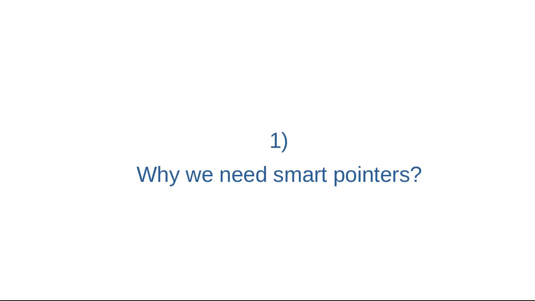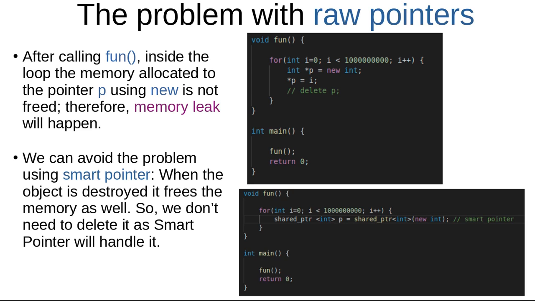Why we need smart pointers? This is the problem with raw pointers. So in this example, I'm calling this function. This is our example, and this is the function inside the main I call. And the function has a for loop. Inside the loop, in each iteration, it creates a raw pointer and points it to a dynamically allocated object in the memory of type integer. And then I assign this object a value.